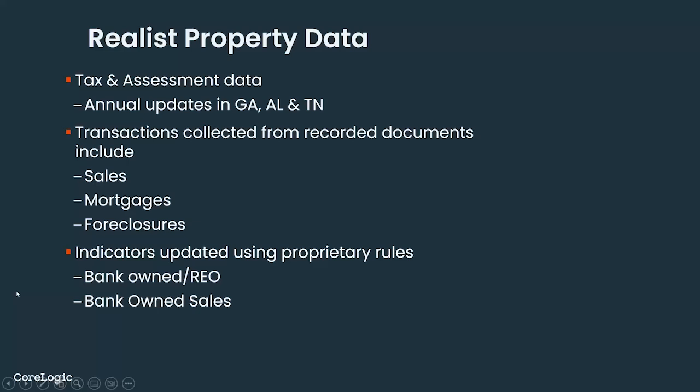So let's talk a little bit about the data that we provide to you in Realist. Now, tax and assessment data in the 3 states that we serve for you: Georgia, Alabama, and Tennessee.